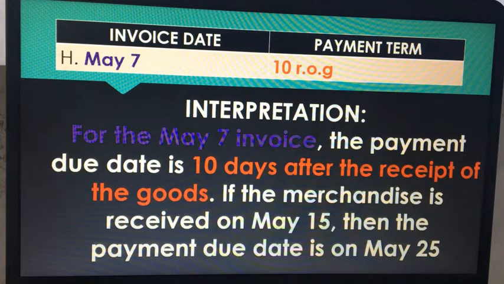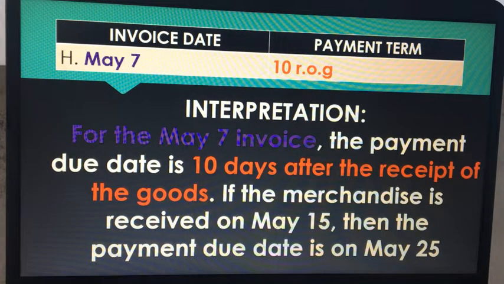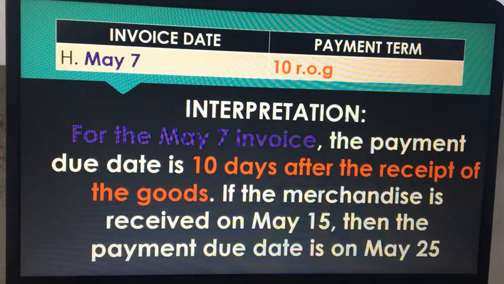Last example for this one is example letter H. For example letter H, we have an invoice date of May 7 and the payment term is 10 ROG. Again, ROG means receipt of the goods. The interpretation of this example is that for the May 7 invoice, the payment due date is 10 days after the receipt of the goods. If the merchandise is received on May 15, then the payment due date is May 25.